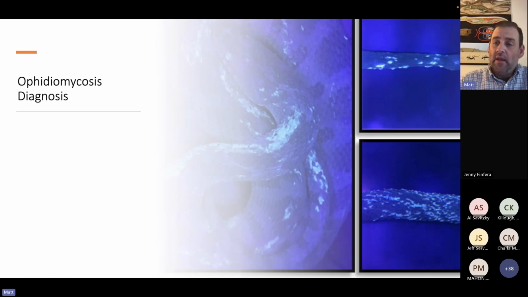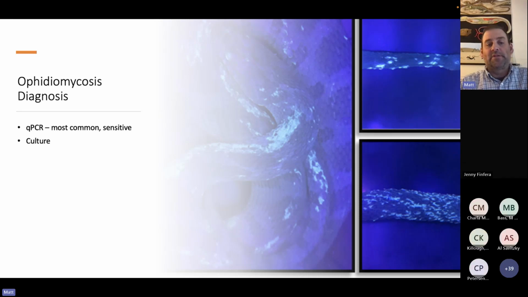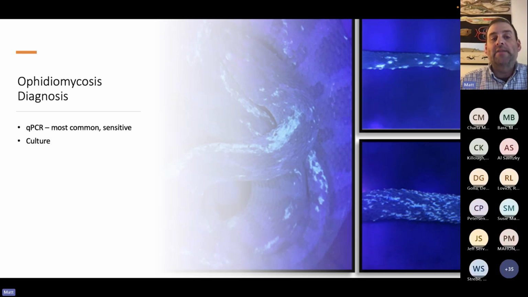How do you diagnose it? Physical exam gives us our first clue, but qPCR, which is the most common and the most sensitive, and what we used for this project, uses swabs or tissue. Obviously, for our project, we used swabs. Culture can be done, but culture is terrible, honestly. If we had 10 known positive snakes that were having an infection, only 1 to 2 out of those snakes would actually culture positive, largely because a lot of other things outgrow Ophidiomyces.